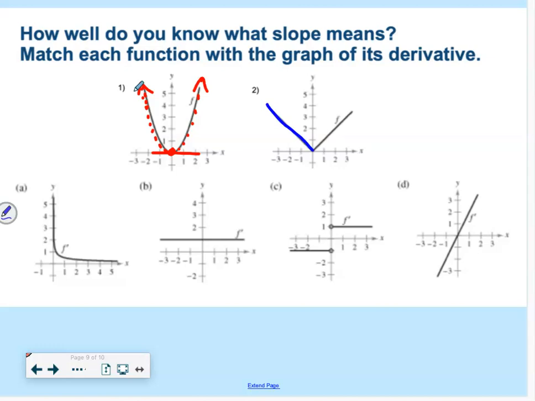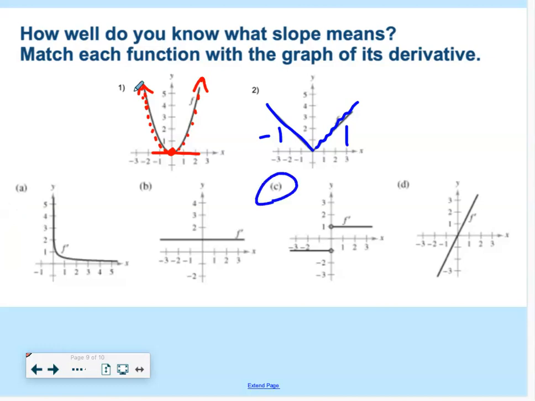All right, so this guy, absolute value, no matter where you are on the left of the y-axis, what's the slope? -1, it's a constant, right? Because it's a line. To the right of the y-axis, what's the slope? 1. It's also a constant. So we need a function that is a constant of -1 and then a constant of 1. And that's why you get C.